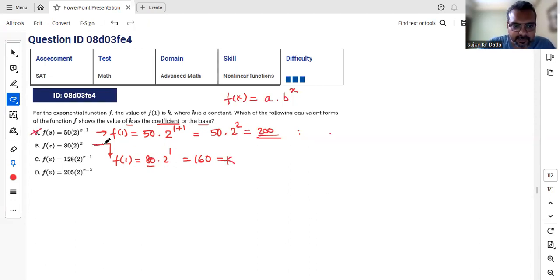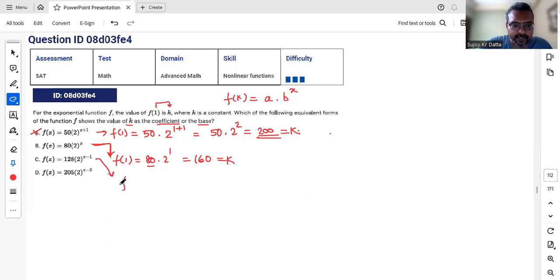The same reasoning works here, that f(1) comes to 160. That is your k. The 200 was my k there. Here 160 is my k. Why is k 160? Because f(1) is given to be k, right? And I want k to be visible. So that's not working out because 160 is not visible.